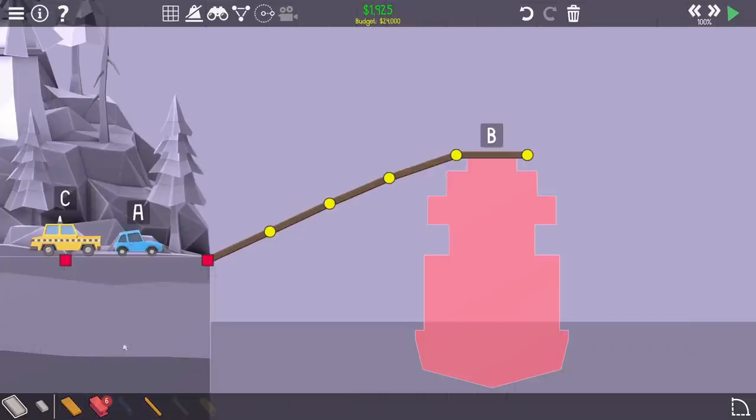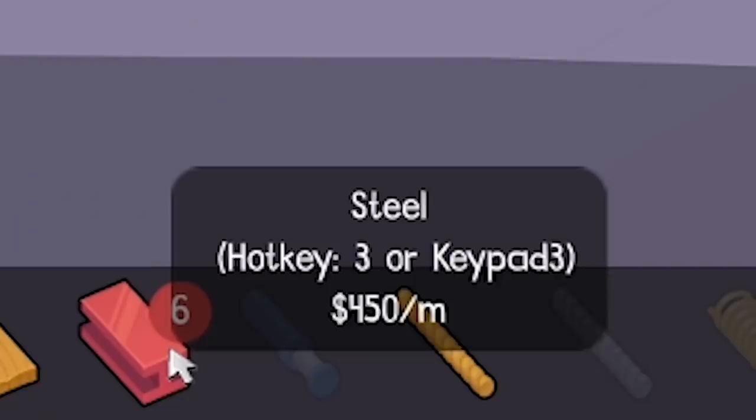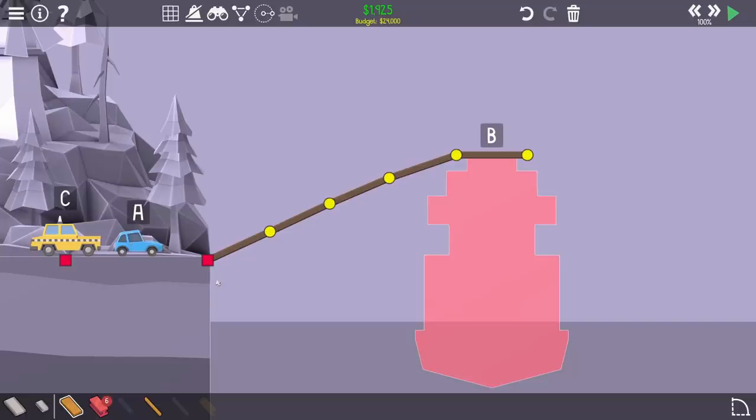Save us some time. All right, so for this level, we actually have an extra material. We've got steel. We've only got 6 pieces of steel. And steel is a lot stronger than wood. But I'm going to try and use wood because it's a lot cheaper. So I'm sort of thinking an under truss. And then we put that in there.